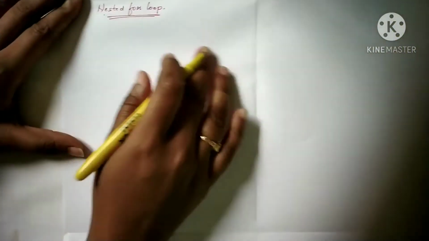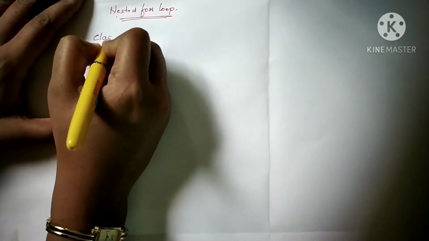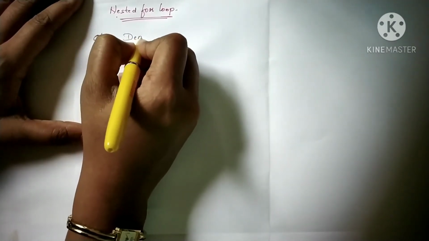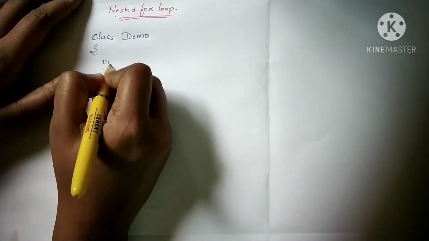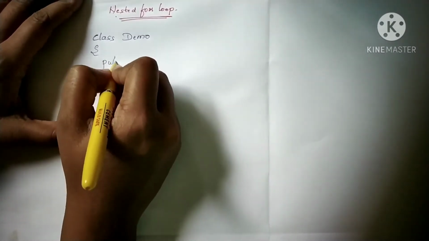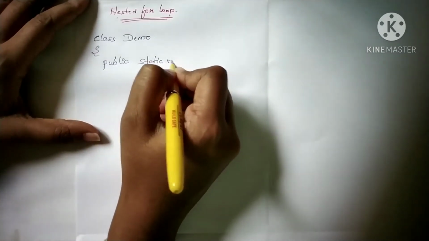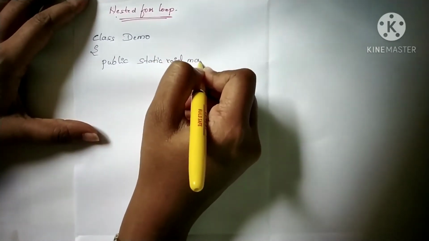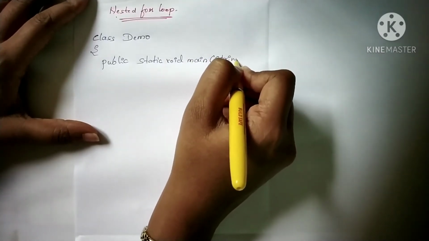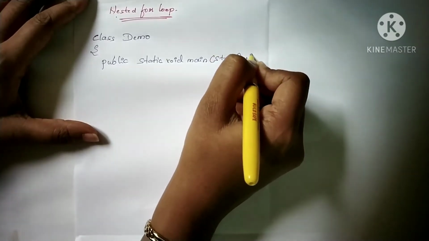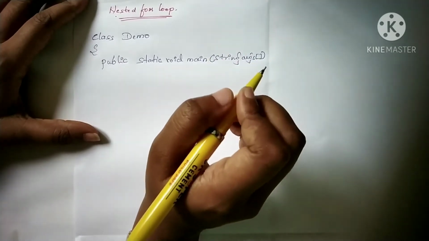For this, first we write the class. Class name is Demo. In this we write the main method, that is public static void main. In this I am going to pass String args. This is used to pass the arguments in the command line prompt.